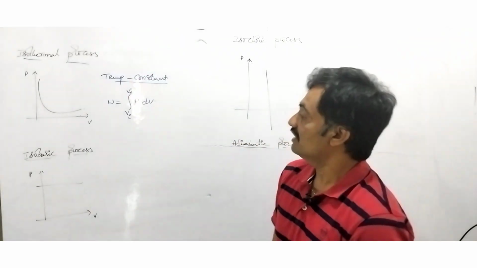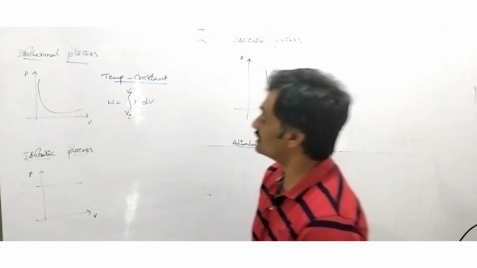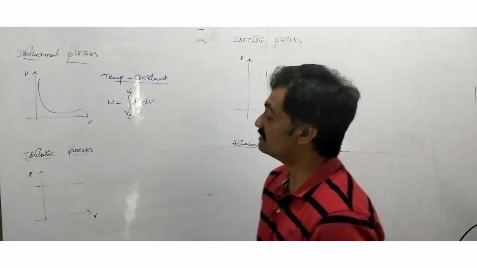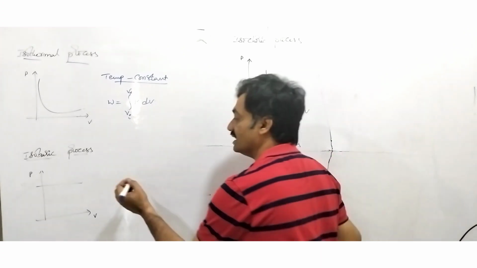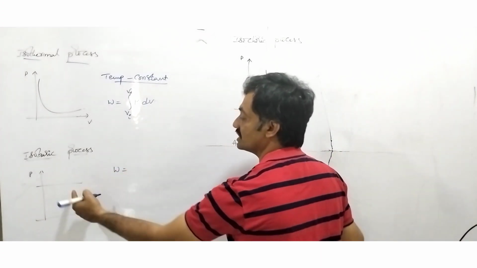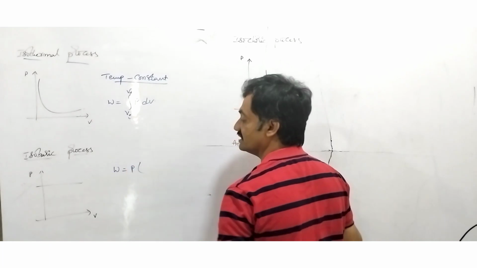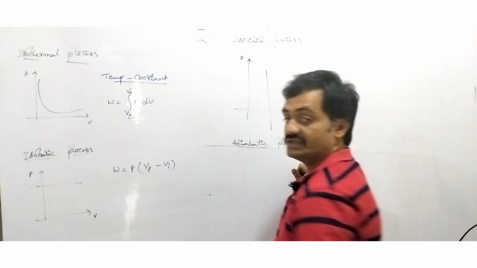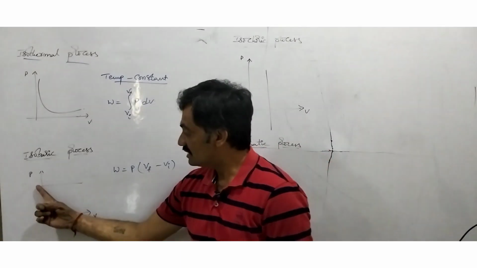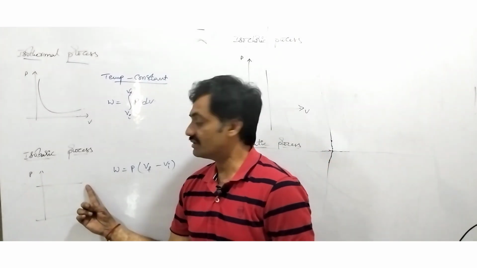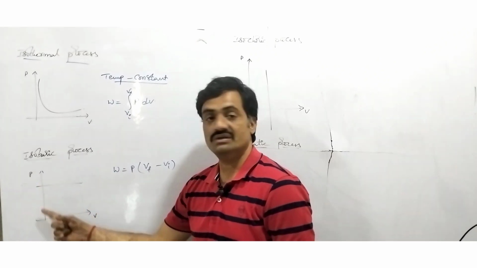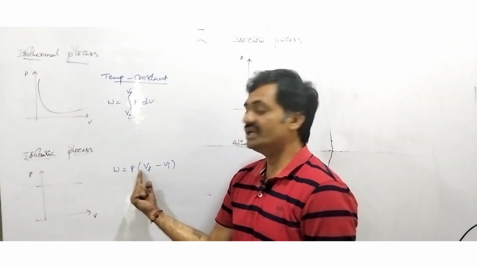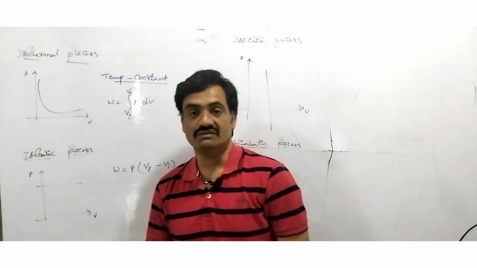Whereas in the case of an isobaric process, the pressure remains constant, whereas volume changes with respect to temperature. Since the pressure is constant, the work done is equal to the final volume minus the initial volume, times pressure. Observe that the volume is changing across the path, whereas the pressure is constant. That's why we represent the work done as W equals P into final volume minus initial volume.